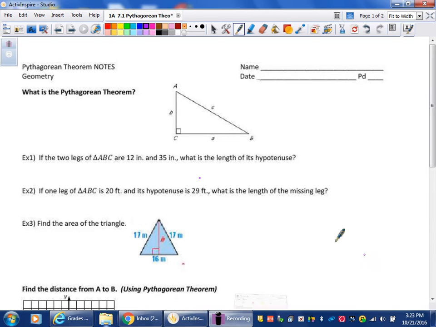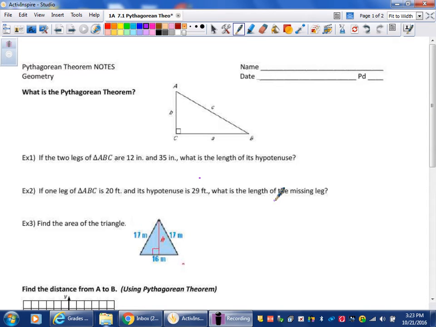Okay, so today we're starting a new unit, and our new unit is titled Pythagorean Theorem and Special Right Triangles. So the first thing we need to cover is something that you should already know, but I'm going to re-emphasize it, and you're going to learn a little more about it, and that is the Pythagorean Theorem itself.